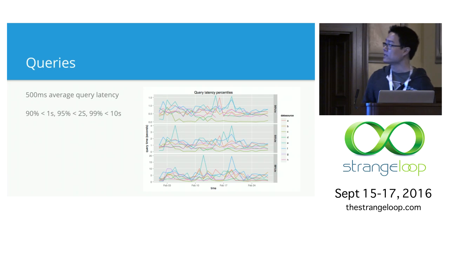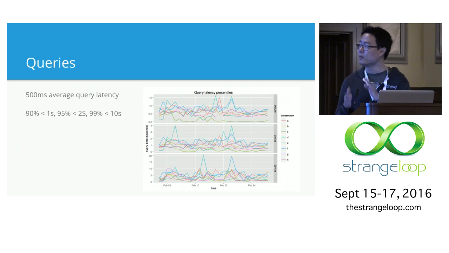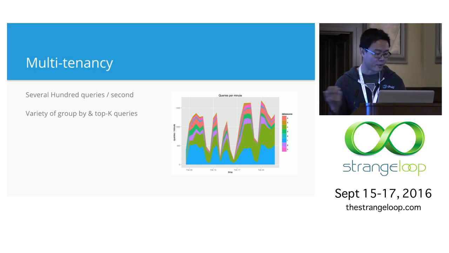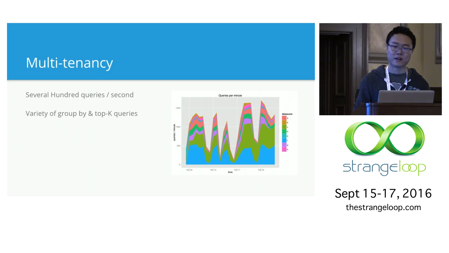In terms of query latency, in this cluster, it's about 500 millisecond average query latency. 90% of the queries are less than a second, 95% less than 2 seconds, 99% less than 10 seconds. And the cluster gets a few hundred queries per second. This slide is actually a little bit out of date because I'm now aware of a couple of different production clusters that are at a few thousand queries per second.